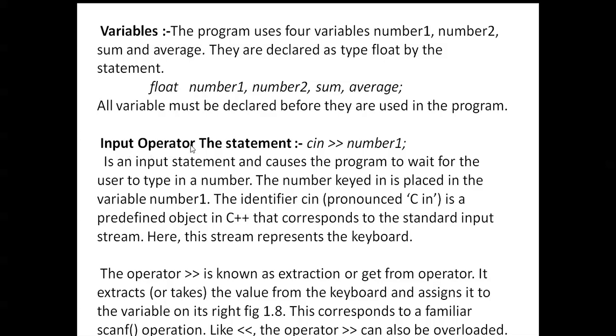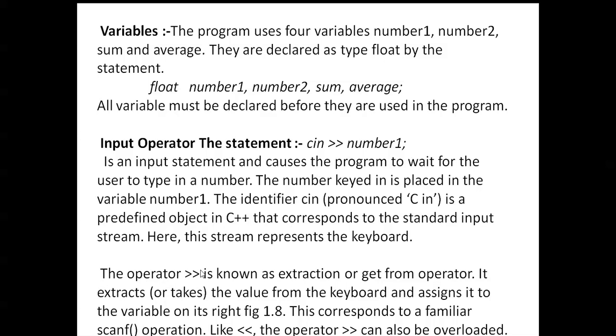Okay, next, input operator. The statement cin >> number one is an input statement and causes the program to wait for the user to type in a number. The number keyed in is placed in the variable number one. The identifier cin, pronounced "see-in", is a predefined object in C++ that corresponds to the standard input stream. Here, the stream represents the keyboard.